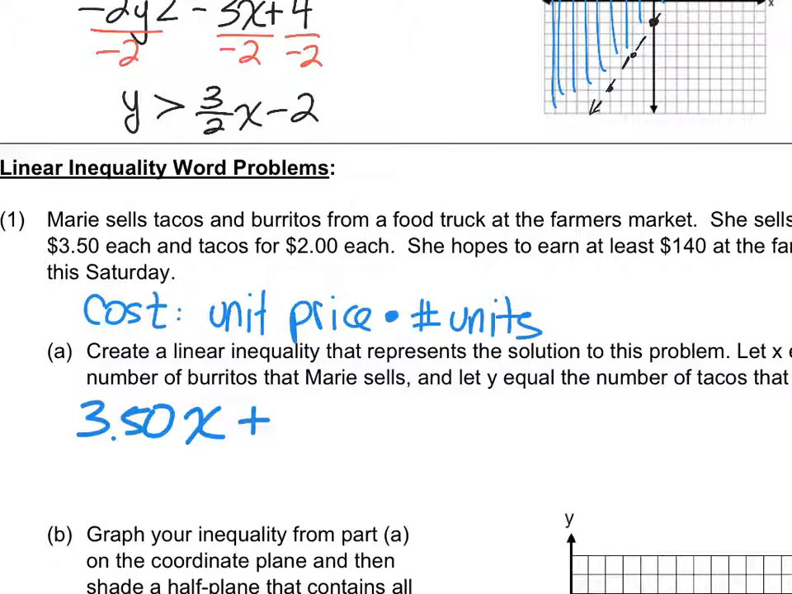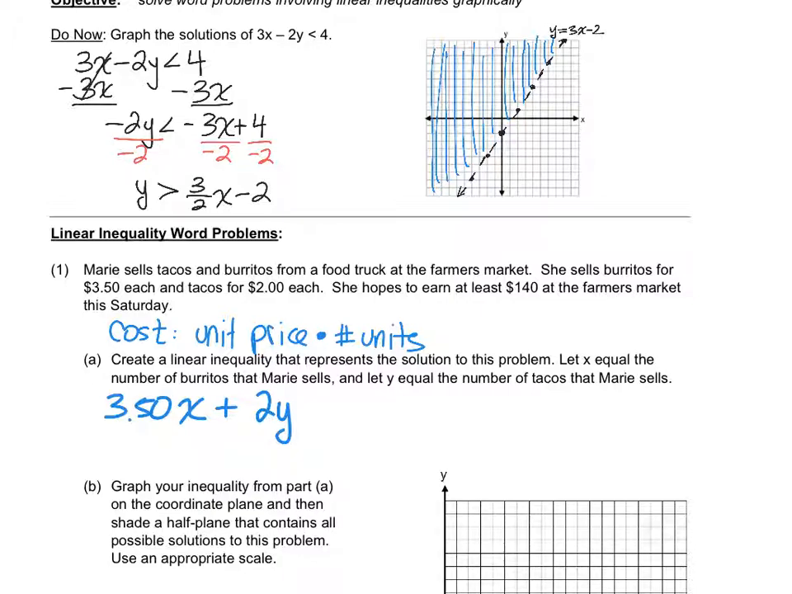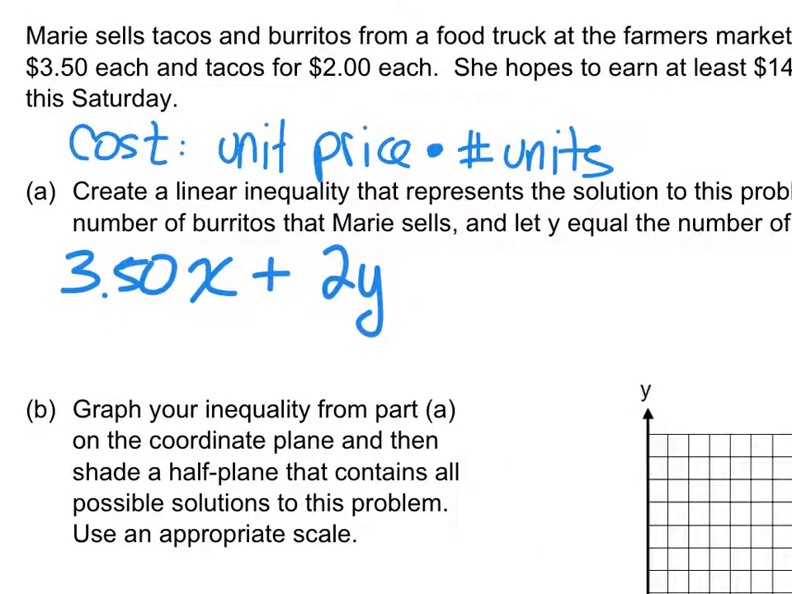All right, so $2 for each taco. Now, she hopes to earn at least $140. At least. It's all on the back wall: at least is greater than or equal to. That's $140 or more. Now, if you accidentally put an equal sign here, you do have a clue when you get to the prompt in B that you need an inequality, because it says it flat out.